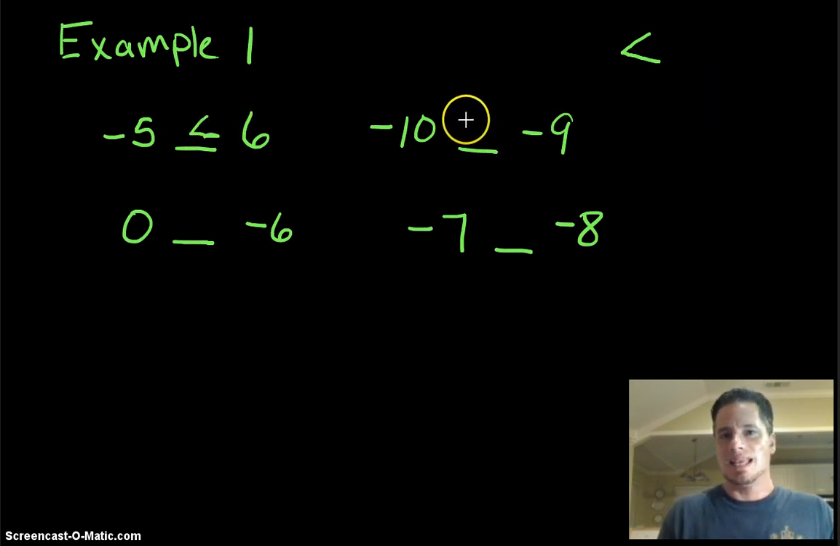Here I've got negative 10 and negative 9. Well, negative 10 is farther from 0 than negative 9 is. On the negative side, if you're farther from 0, you're smaller. So negative 10 is definitely smaller than negative 9. Here we got 0 and negative 6. Well, 0 is definitely bigger than negative 6. So my arrow is going to point toward the smaller number, negative 6. And here, negative 8 is smaller than negative 7. It's further from 0, and on the negative side, when you're further from 0, you're smaller. So negative 8 is smaller than negative 7. Hopefully that refreshes our memory with greater than, less than.